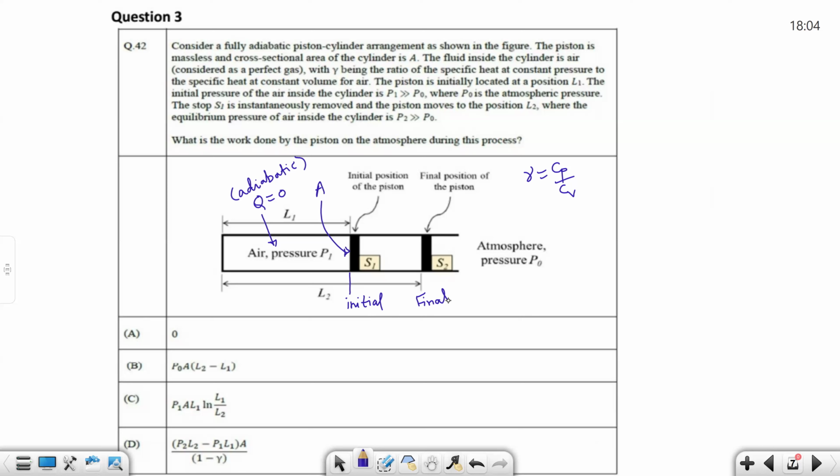Where the equilibrium pressure of air inside the cylinder is P2. So the inside pressure changes from P1 to P2 in the movement of the piston. But in what way it is changing, we do not know. Whether P1 to P2 change is isothermal or polytropic, we do not know. But what is asked is the work done by the piston on the atmosphere.